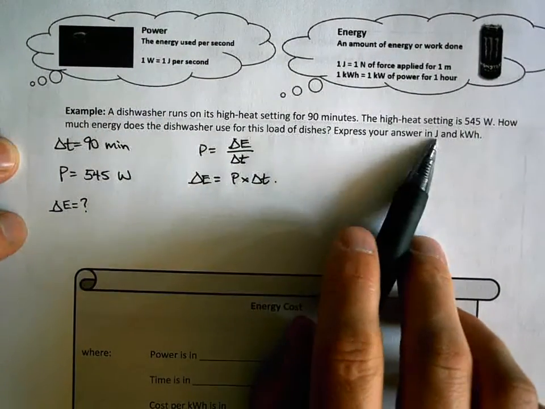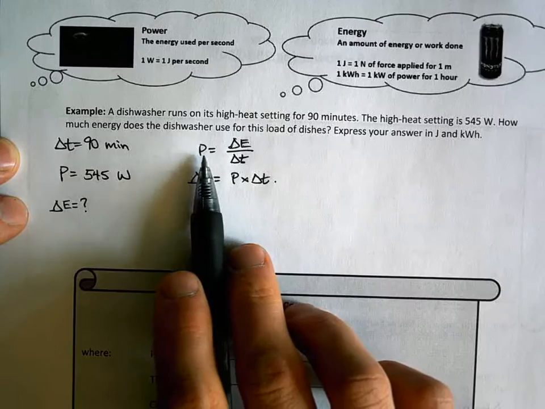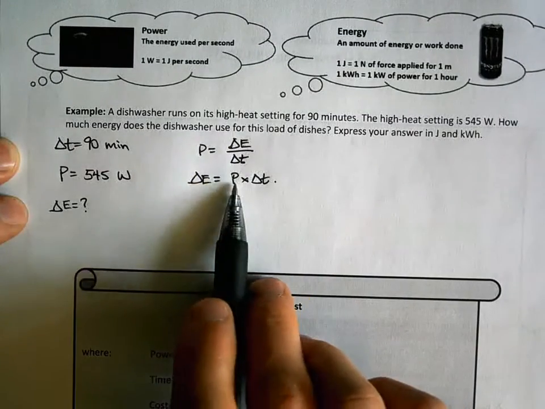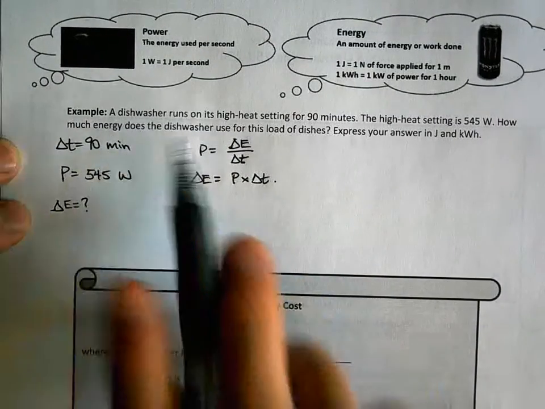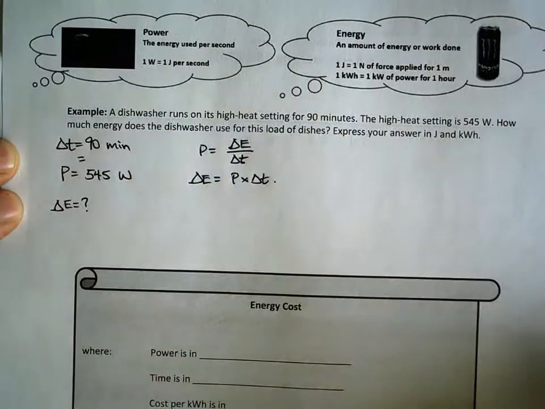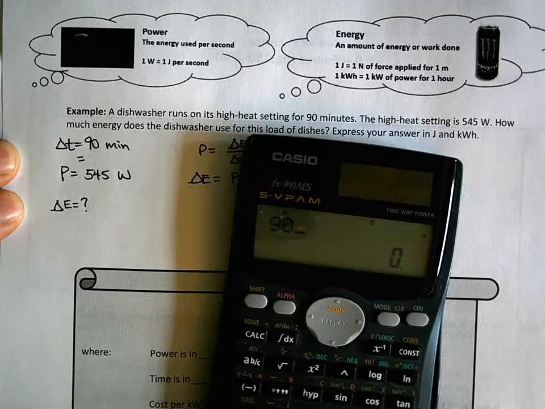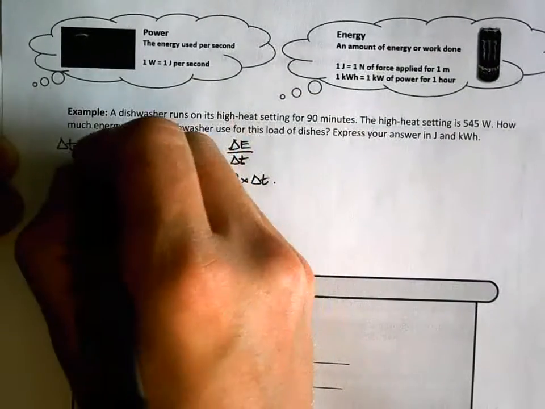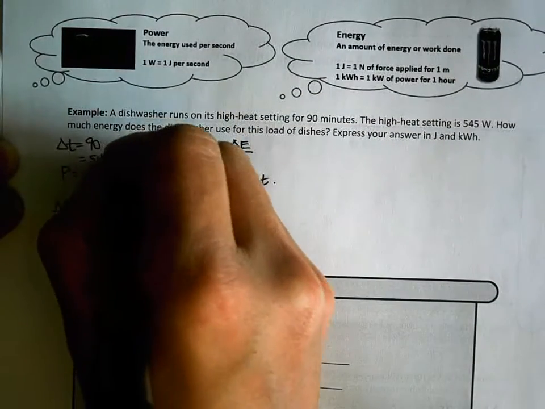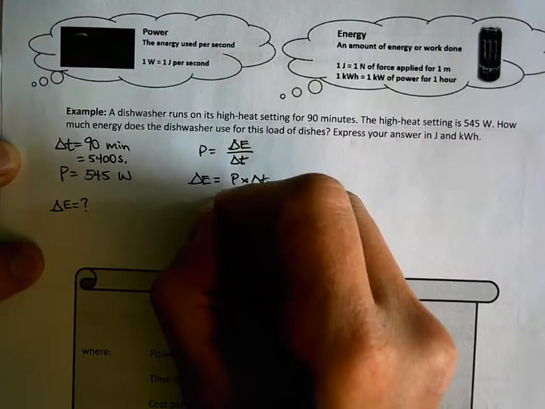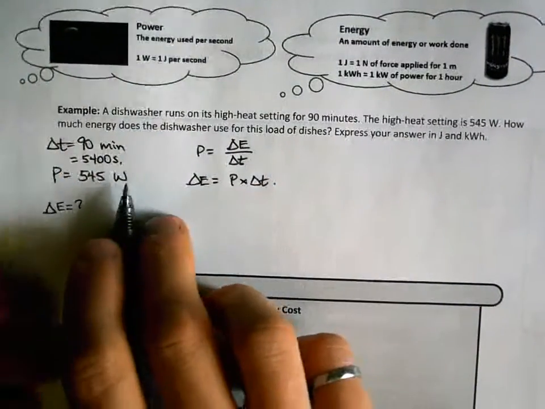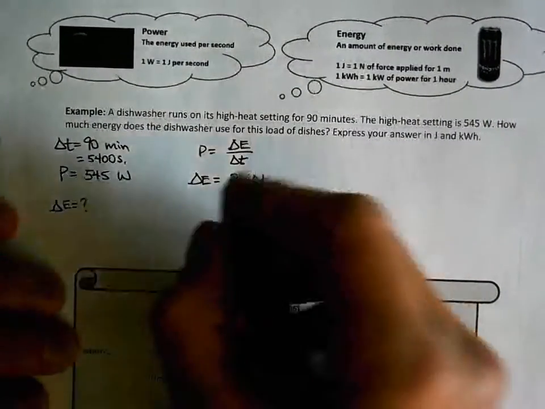Now, we want to figure out the answer in joules. Well, remember, this is watts, joules per second. So I need to convert this to seconds then. So this is going to be 90 minutes times 60, which gives me 5400 seconds.